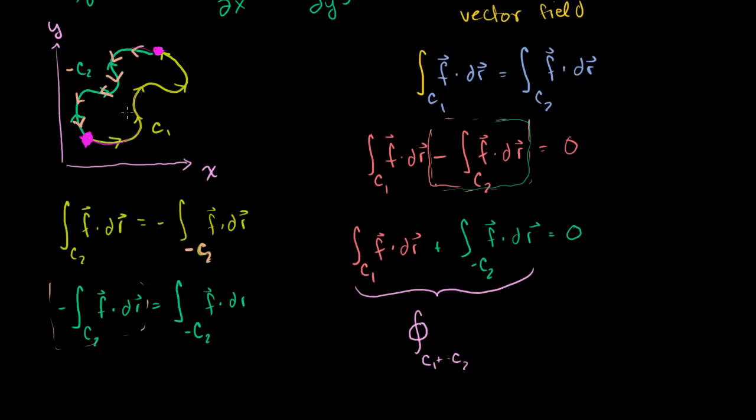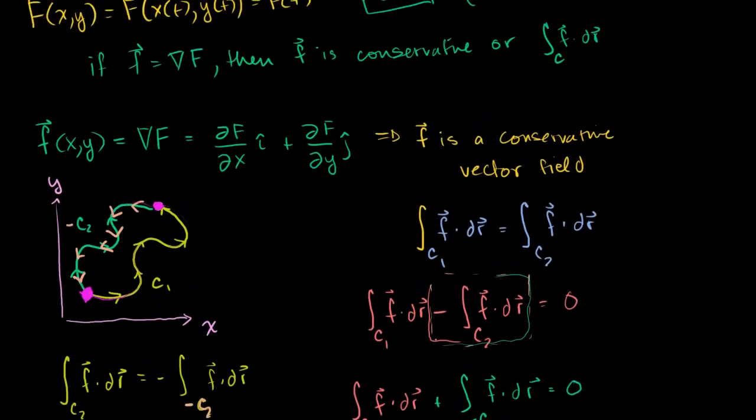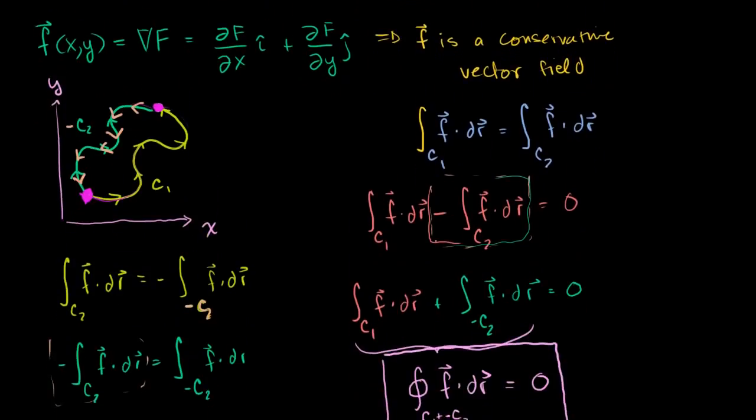This could be any closed path where our vector field f has a potential, or where it is the gradient of a scalar field, or where it is conservative. And so this can be rewritten as a closed path of c1 plus the reverse of c2 of f dot dr. That's just a rewriting of that. And so that's going to be equal to 0. And this is our takeaway for this video. You can view it as a corollary. It's kind of a low-hanging conclusion that you can make after this conclusion.